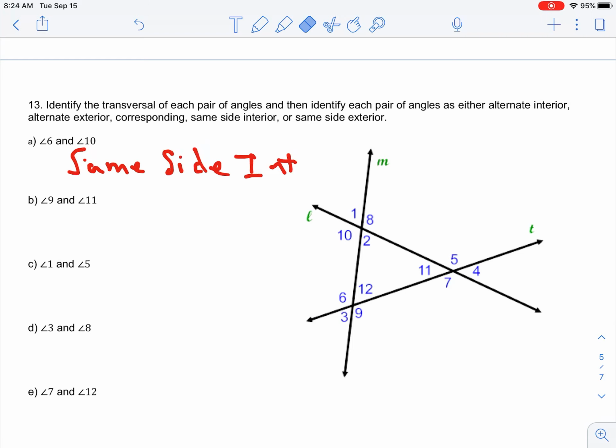All right, let's erase our red lines. Let's pick a new color, and let's move on to the next one. 9 and 11, so I'm going to locate 9 and 11. I see 9 here, 11 there, right? If I look, 9 and 11 are technically between these two lines, so they're interior. Now I'm going to ask myself, are they same side or do they alternate? In this case, they're alternate interior.